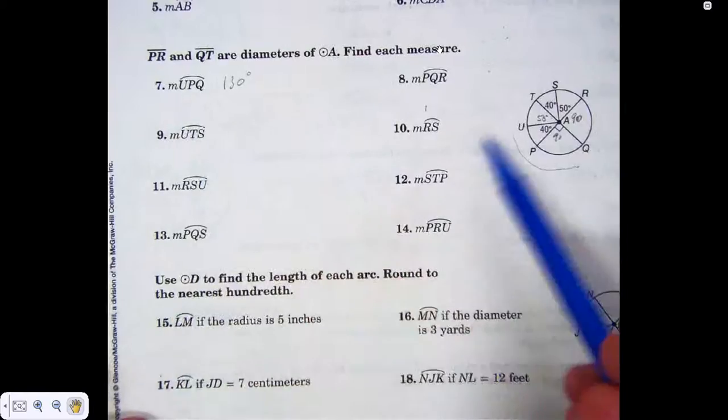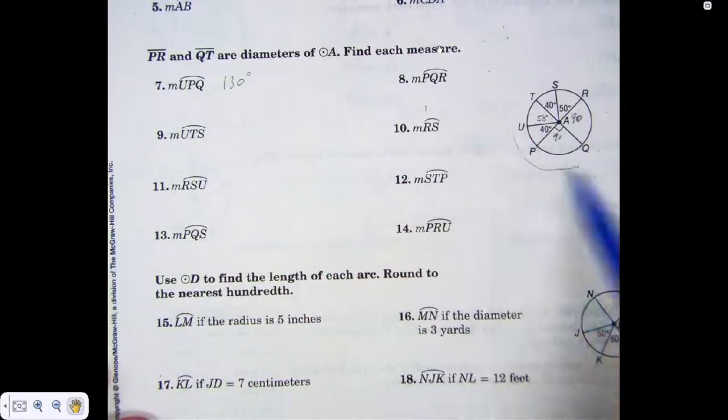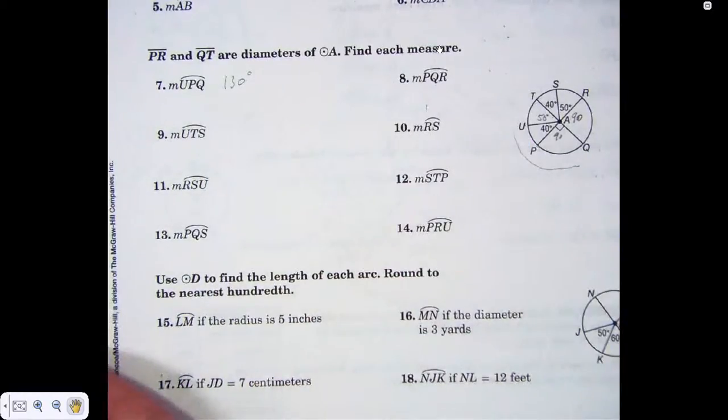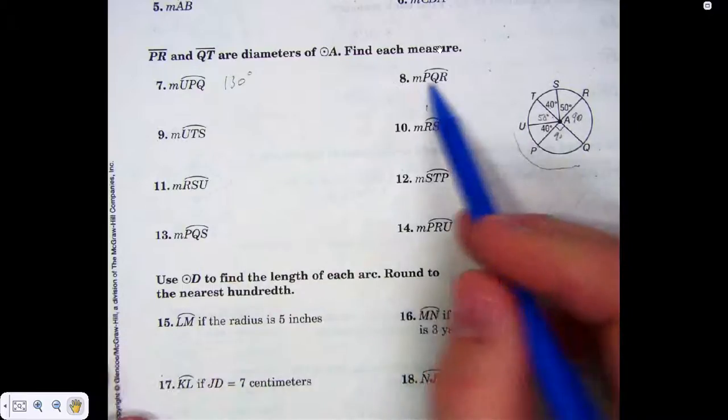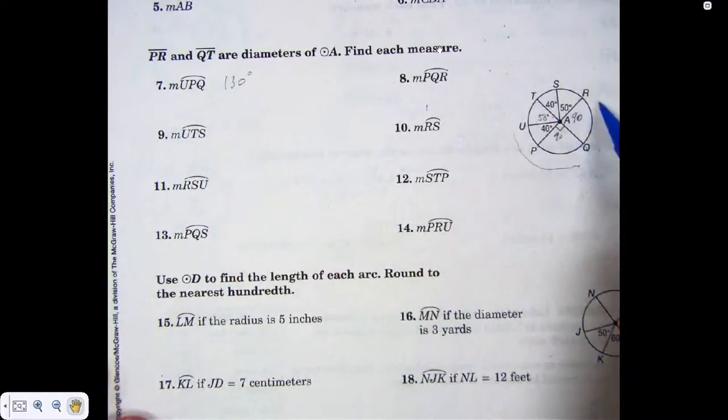You're not wrong, but to me, you should write UQ. Okay? P to Q to R. P to Q to R. What is that?